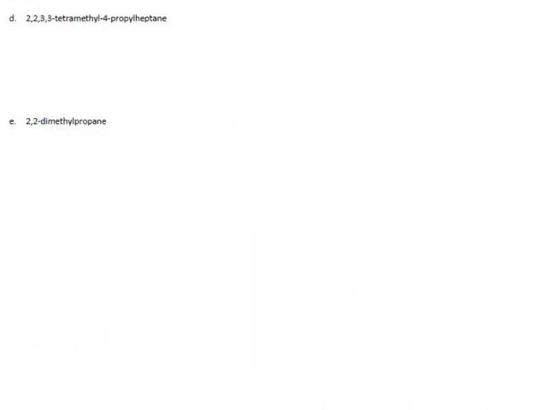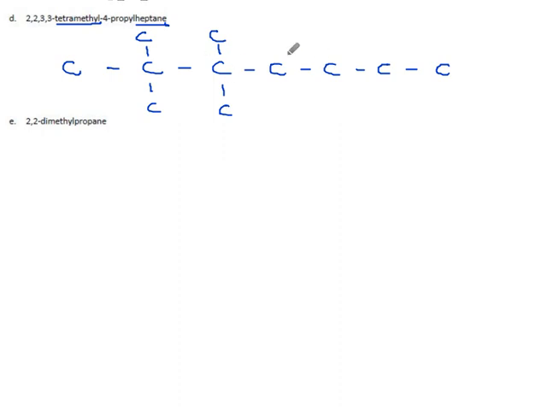2,2,3,3-tetramethyl-4-propylheptane. So, when you see this, you should see blah, blah, blah, heptane. That's where we start. Hept means 7. 1, 2, 3, 4, 5, 6, 7. Tetramethyl means 4 methyl groups on carbons 2, 2, 3, and 3. So carbon 2 gets a couple methyl groups. Carbon 3 gets a couple methyl groups. Carbon number 4, this one, gets a propyl group.